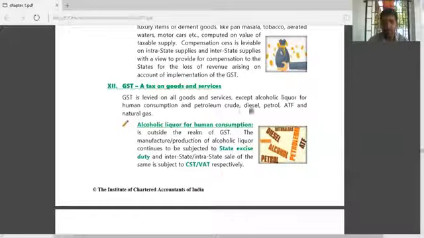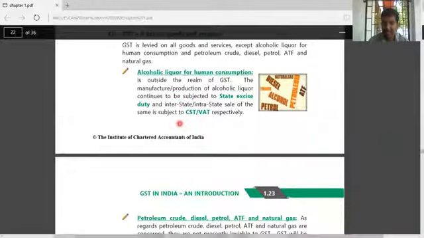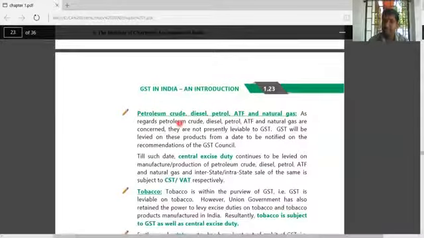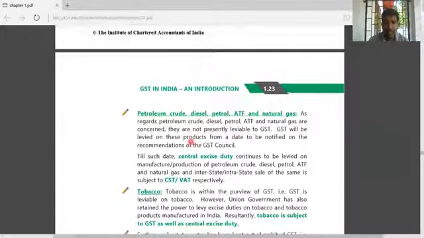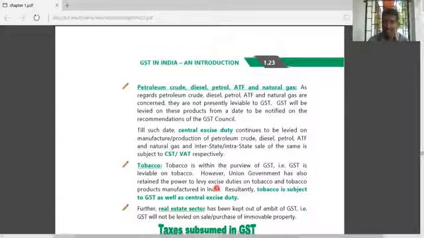Now what happens on petroleum crude, diesel, petrol, ATF, and natural gas? ATF is aviation turbine fuel, which is used in aeroplanes. On those items, it is central excise duty. Their GST will be levied at a later date. Till such a date, central excise duty and CST are levied. So still tax is there, but the tax is not GST, it is central excise duty. For alcoholic liquor, it is state excise duty.